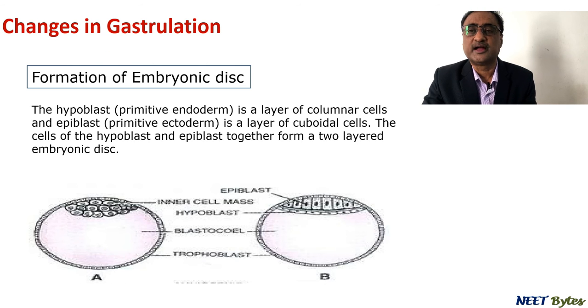Now have a look at some of the primitive stages of gastrulation. The very first is the formation of the embryonic disc. The hypoblast, which we have already discussed, is a layer of columnar cells, and the epiblast is a layer of cuboidal cells. They together form an embryonic disc. In the previous diagram also we have seen that.